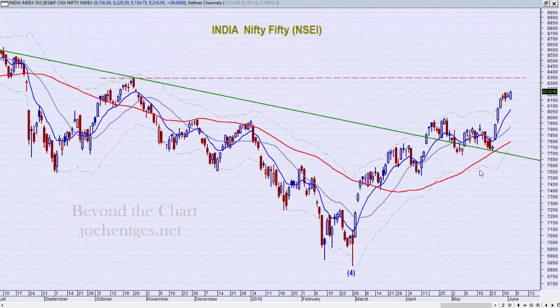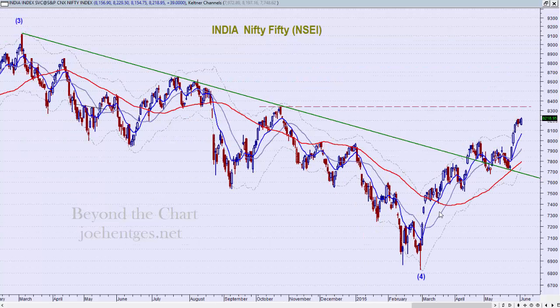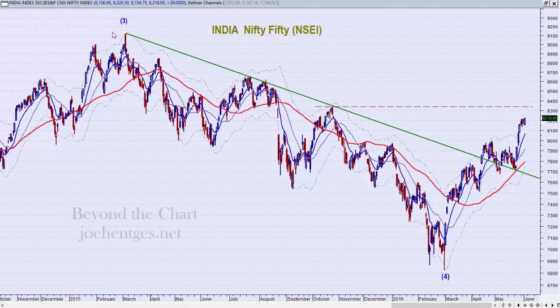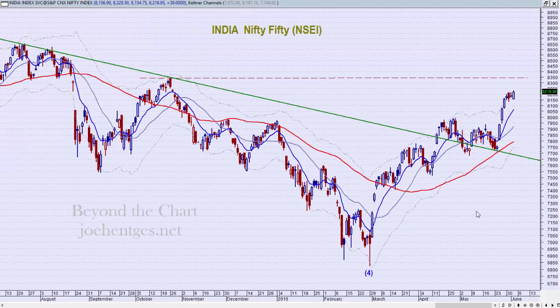Now we'll look at it on a daily chart. You can see here's the move, here's the low that I was talking about, and this green trend line is kind of across the top of the corrective action that's been going on since the intermediate wave 3 peaked in here. So this is what's going on.